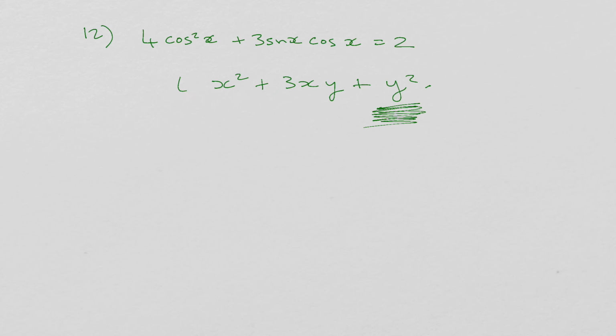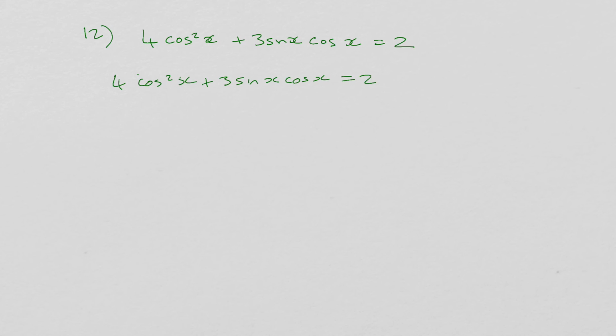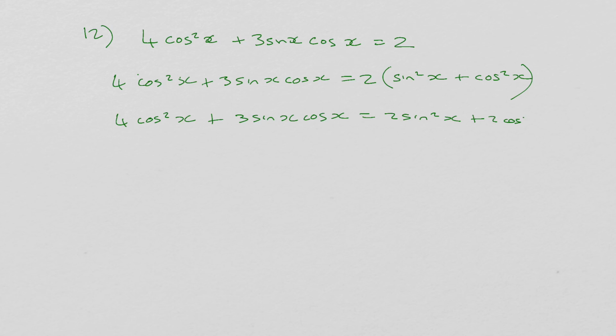So what we're going to do is change the 2. You know what 1 is equal to. Well, 2 is equal to the same thing, but twice. So 4 cosine squared x plus 3 sine x cosine x is equal to 2. And 2 is 2 times 1. And 1 is sine squared x plus cosine squared x, as you know from the identity. So now we've got 4 cosine squared x plus 3 sine x cosine x equals 2 sine squared x plus 2 cosine squared x.